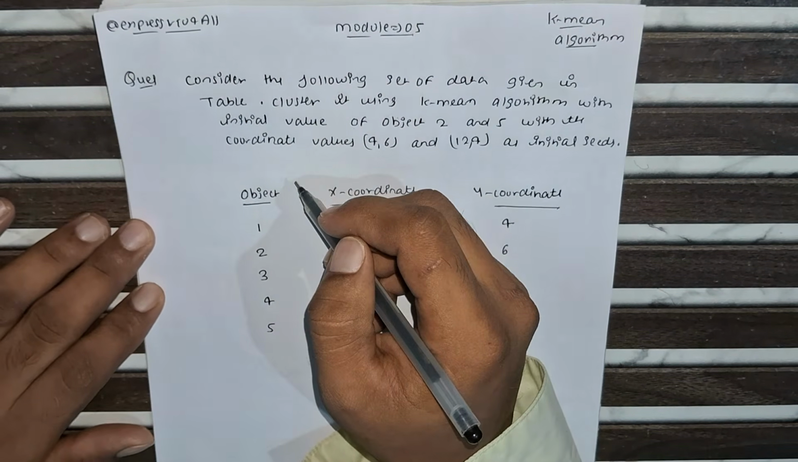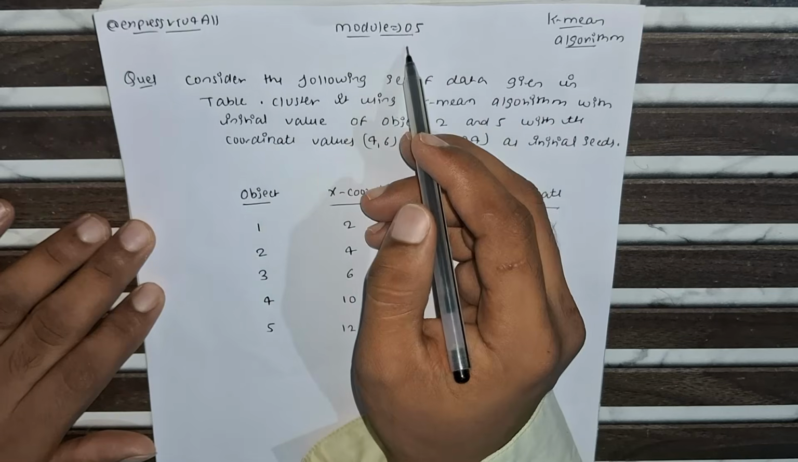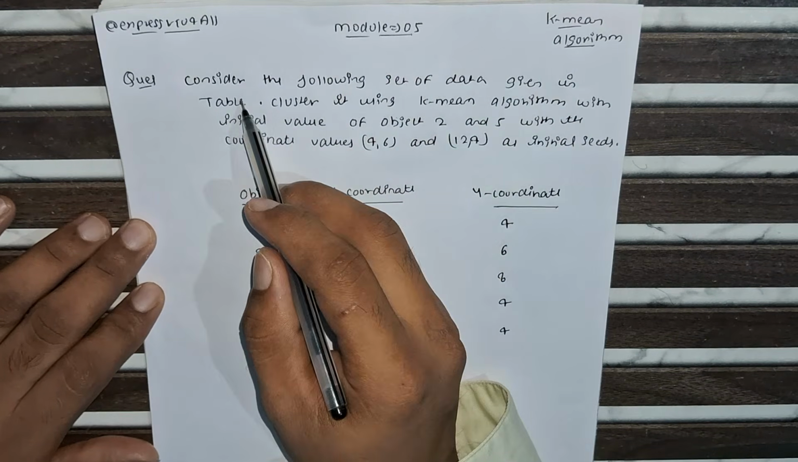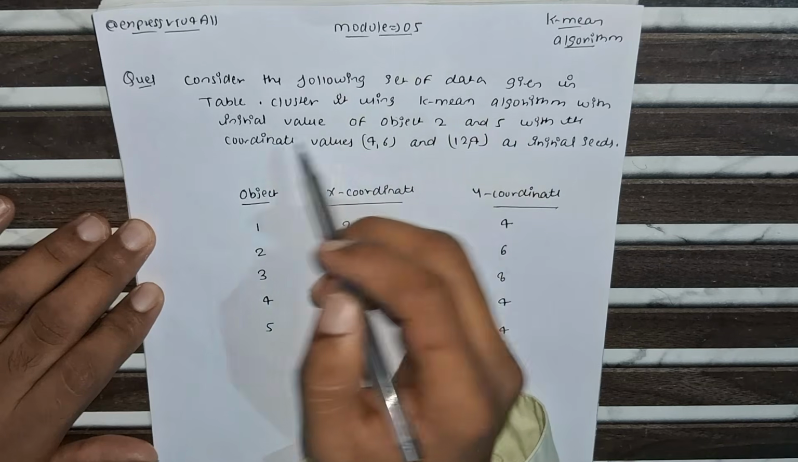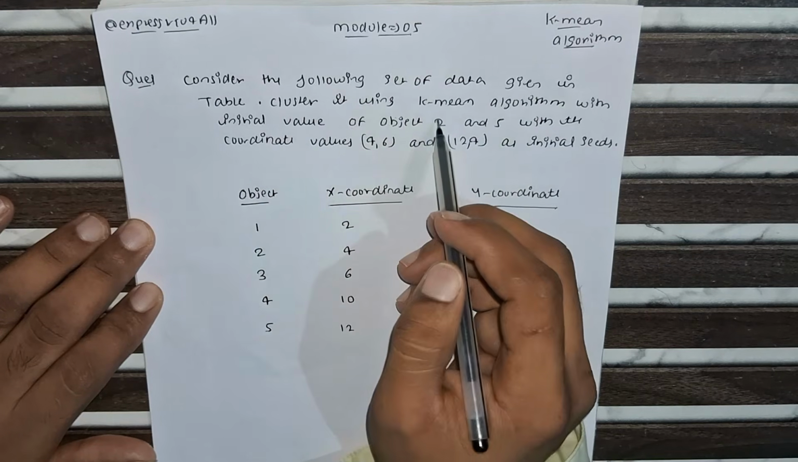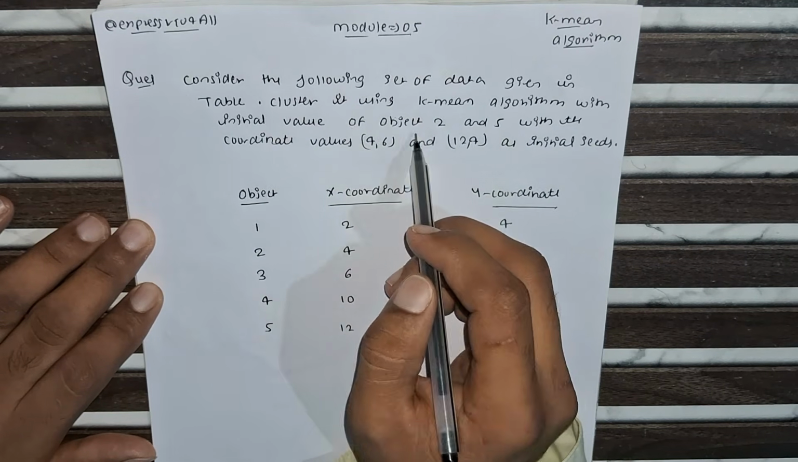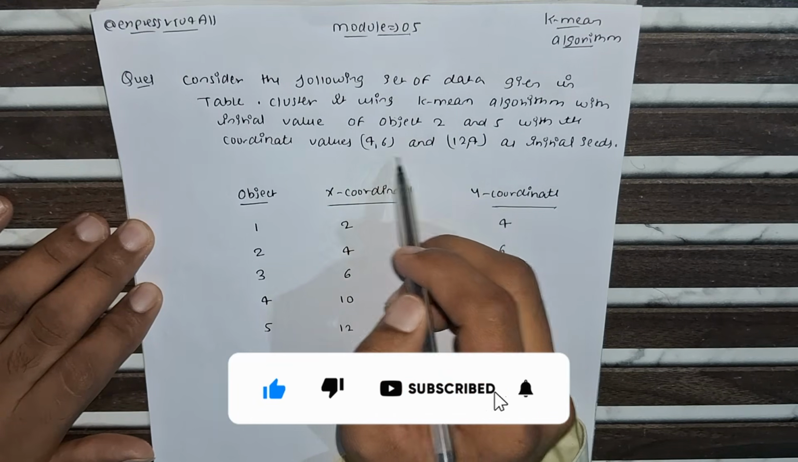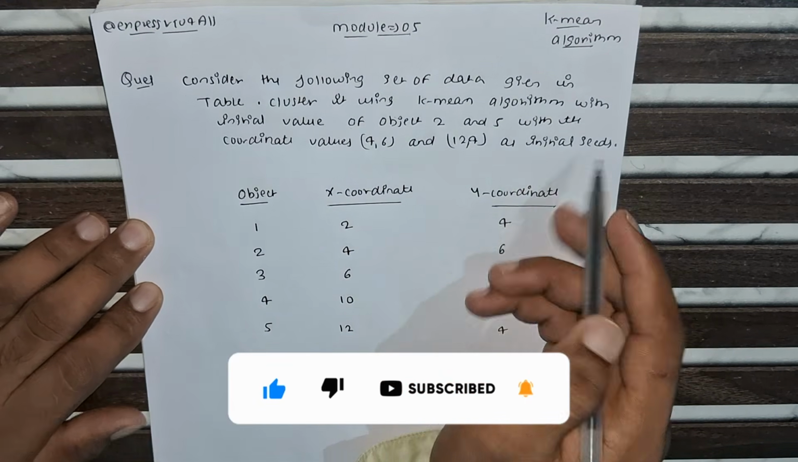In this video, we are going to discuss a very important problem from Module 5 which is based on K-means algorithm. So the question is, consider the following set of data given in the table. Cluster it using K-means algorithm with initial values of object 2 and object 5, with the coordinate values 4,6 and 12,4 as initial seeds.